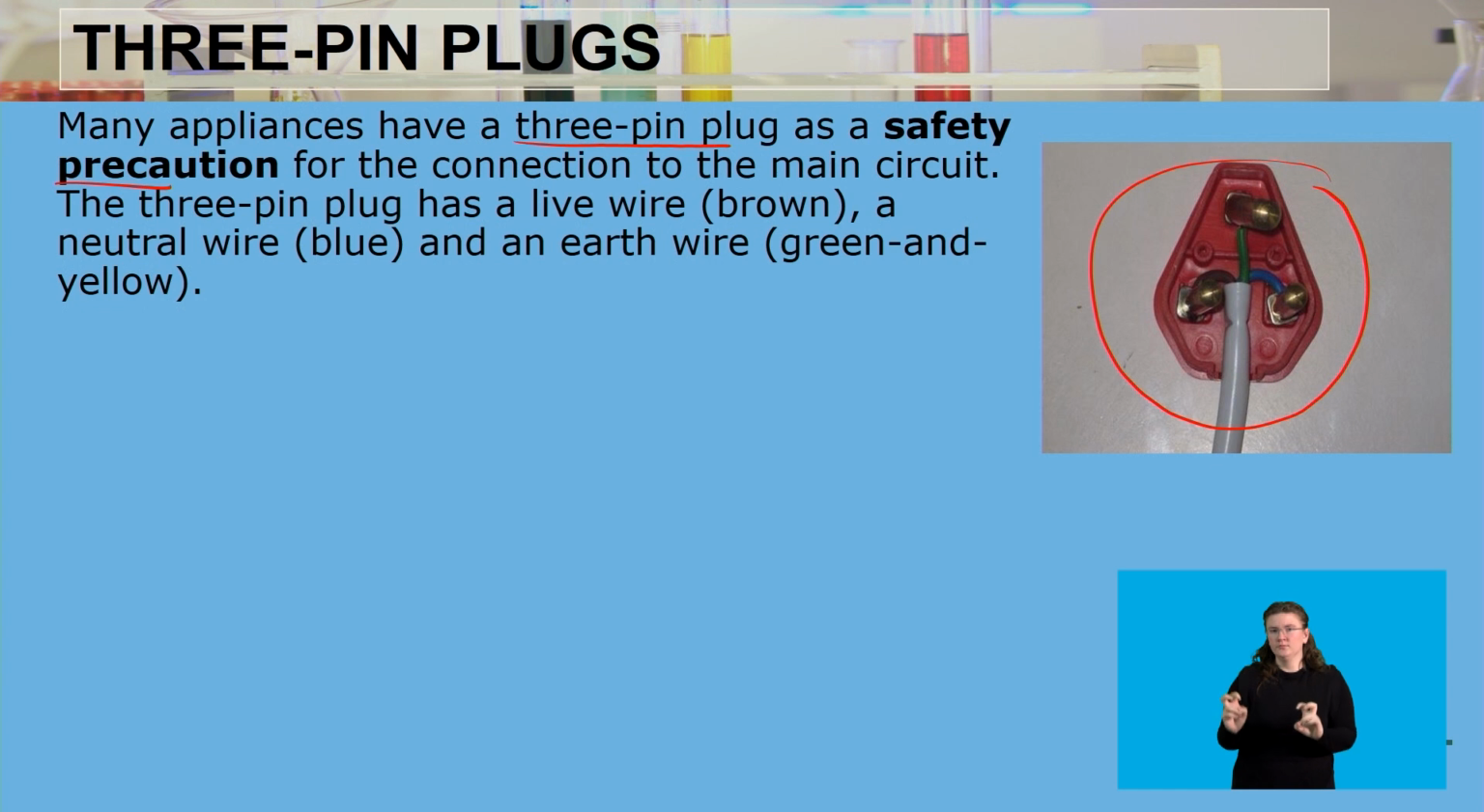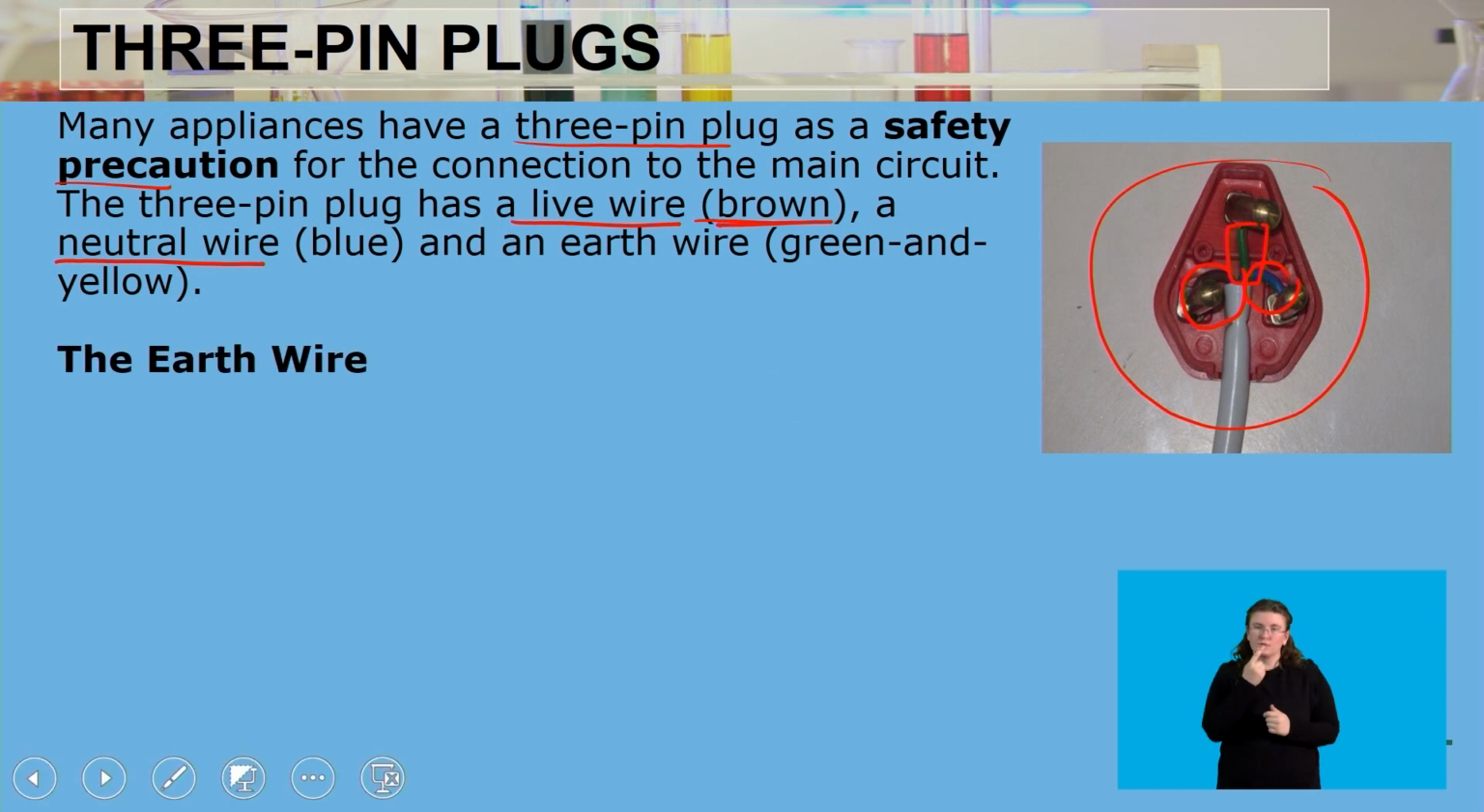The 3-pin plug has a live wire, which is the brown wire. It also has a neutral wire, which is blue, and an earth wire, which is green and yellow. On this diagram we have a brown wire, which is the live wire. We also have a blue wire, which is your neutral wire, and then we can have a green and yellow, or green, or yellow wire that is used as our earth wire. All of these wires are used as a safety precaution when we connect to the main circuit.